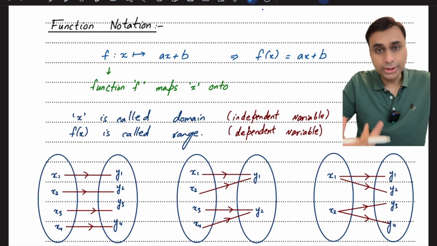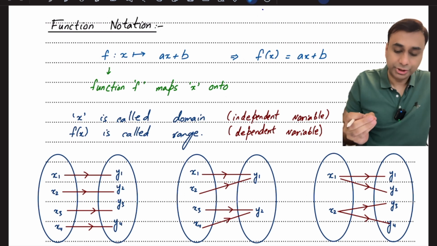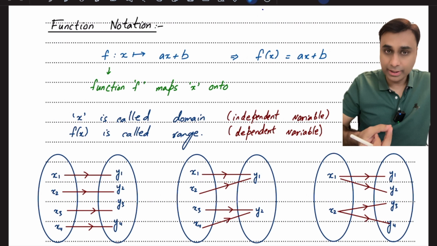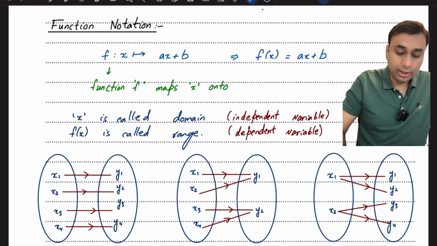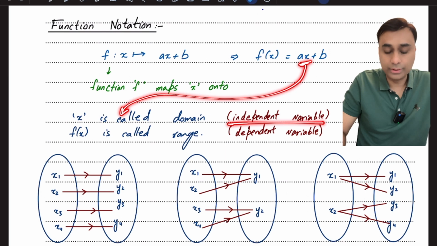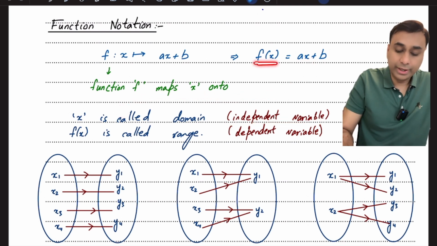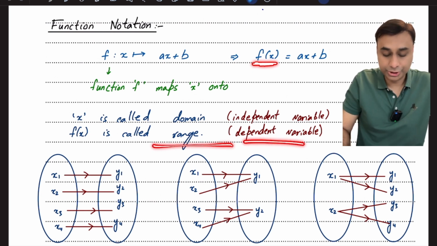So a function is used to describe a very special kind of relationship between two variables, so that one variable is an independent variable and the other is a dependent variable. So the variable over here, which is also called domain, is the independent variable of this relationship, and then the variable f(x) is called range, and this is called the dependent variable of the relationship.